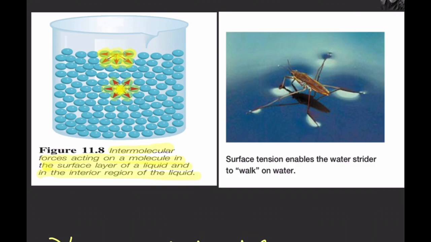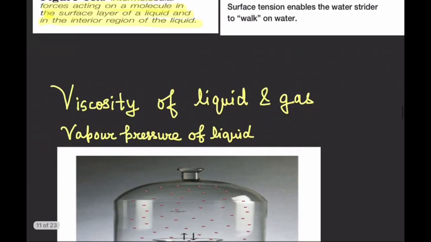There are other things. There is the hydrophobic nature of the legs. There are hairs on the legs of this water strider. So with the help of the hydrophobic nature of the legs and the balancing, because you can see that the legs are big and there is balancing, it is covering a large surface area, so it is able to move on water. So again, it is related to intermolecular forces. Viscosity of liquid and gas can be explained with the help of intermolecular forces.